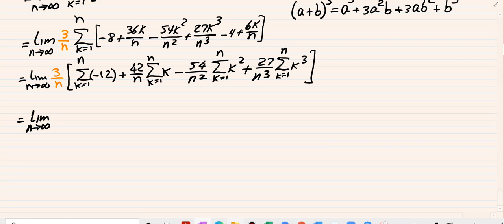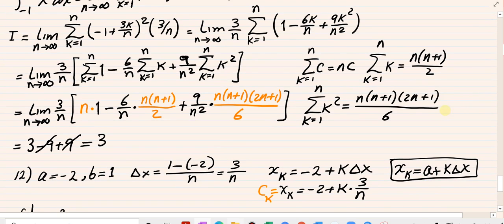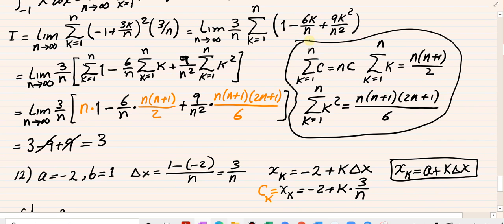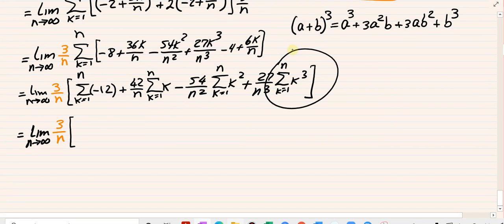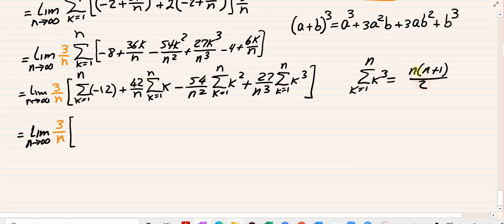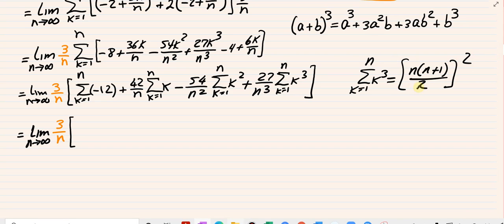Limit as n goes to infinity of, this is 3 over n. And we're going to do our usual stuff. Remember the formulas we had again? Some of them I have still up here. Remember these formulas we're going to use. And we're also going to need a formula for sigma k cubed. Let me write that here. Sigma k cubed. In earlier sections, we said that's going to be just like sigma k, n plus 1 over 2 quantity squared.